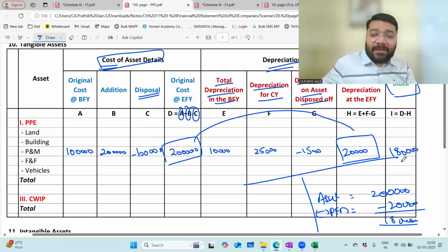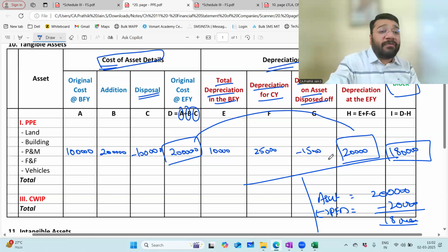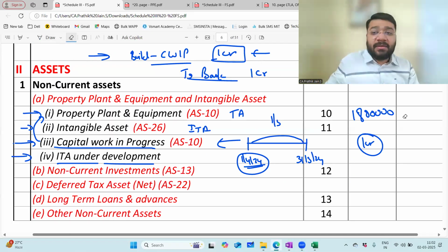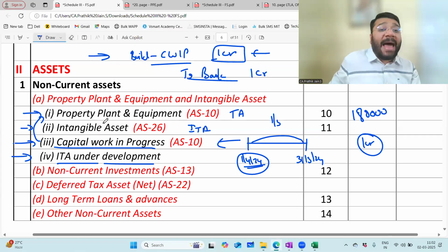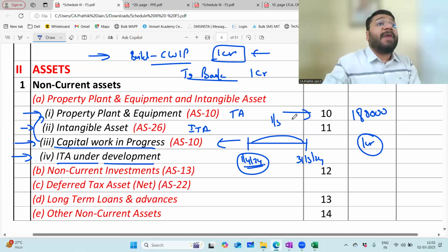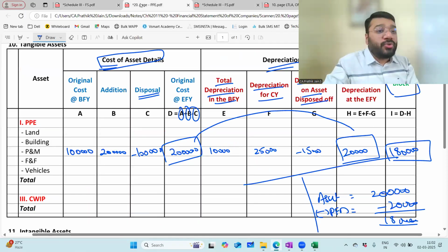Easy. So this 180 will travel to the face of the balance sheet. Where? In PPE. Here, 1,80,000 rupees will travel here. So any person who's reading this balance sheet will understand, acha, this 180 is the balance of the property, plant, equipment. But I want to know how this balance 180 came. So where will I go for that? I'll go to notes to accounts.